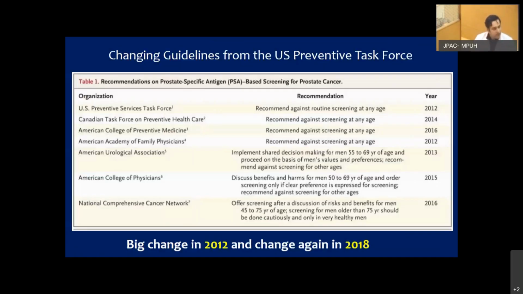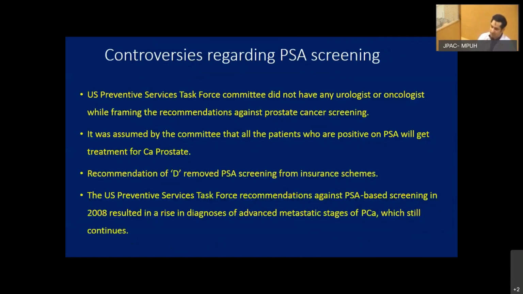Now, one interesting thing was that in the US Preventive Services Task Force committee, there was no urologist and no medical oncologist. So it was basically determined by primary care physicians. There were all generalists in that committee. It was a committee of 14 people with a term of every 4 years. And there was a big change in 2012. They said no PSA screening to be done. And it again got changed in 2017 and 18.